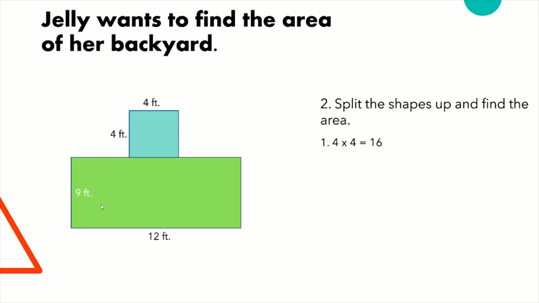12 times 9. I'll give you some time to think. 12 times 9 equals 108. Now we have to add them. So 16 plus 108 equals 124. Jelly's backyard is 124 square feet.